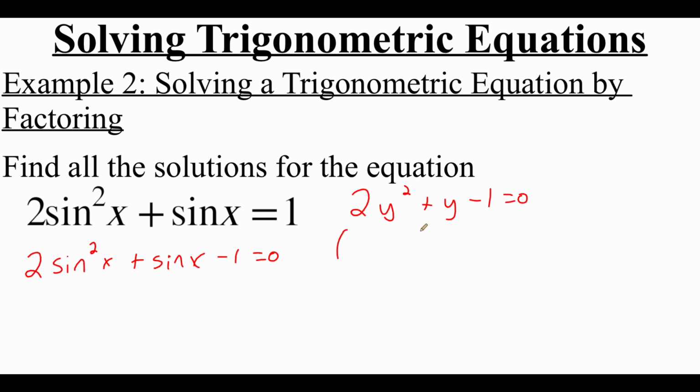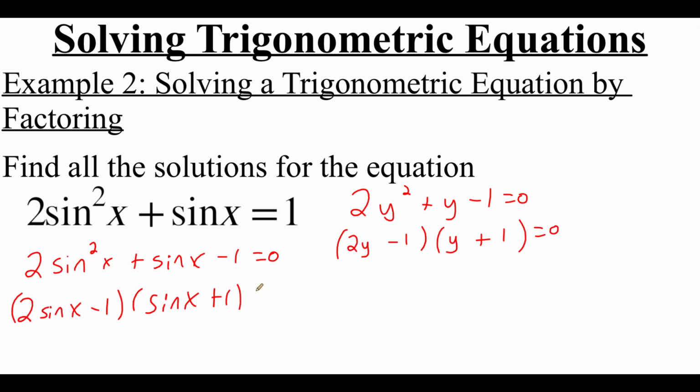So I'm going to set up my two sets of parentheses. To get 2y squared, I'm going to need a 2y and a regular y. I need numbers that are going to multiply to negative 1, but add up to positive 1 in the middle. So it's going to have to be 2y minus 1 and y plus 1 equals 0. But now I want to go back and remember that these weren't just y's, these were actually sines. So this is going to factor into 2 sine of x minus 1 and sine of x plus 1 equals 0.